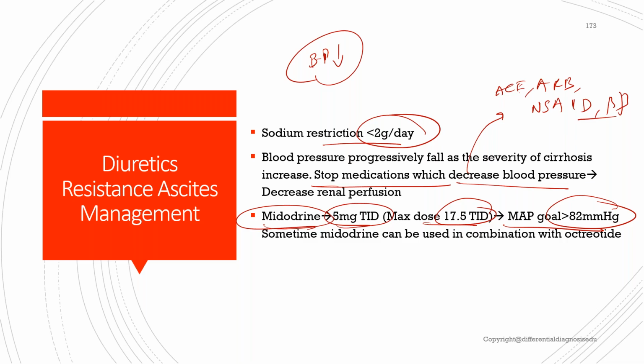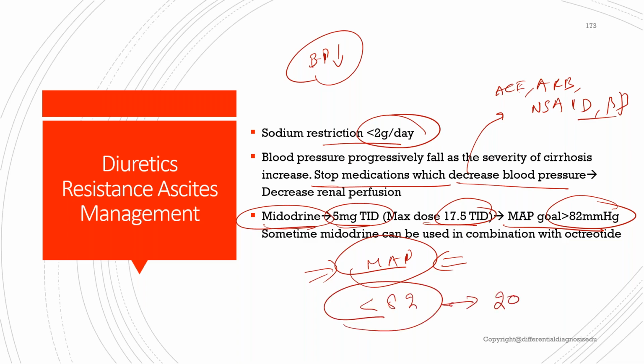Like I said, survival in patients with cirrhosis and ascites is dependent on MAP. Any patient with MAP greater than 82 millimeter of Hg has a 70% chance of surviving 2 years, whereas a patient whose MAP is less than 82 has only a 20% chance of survival at 2 years, based on studies.